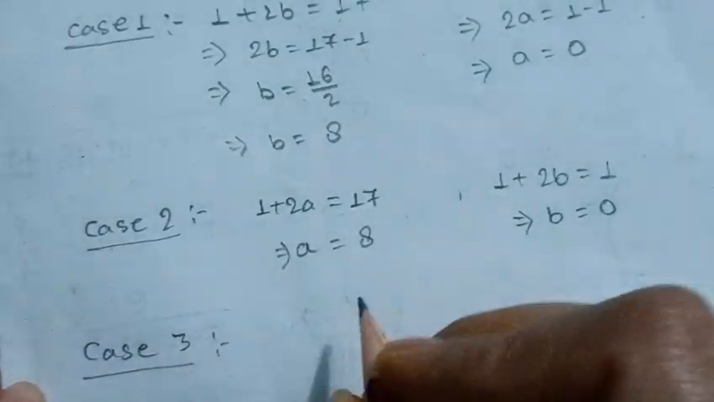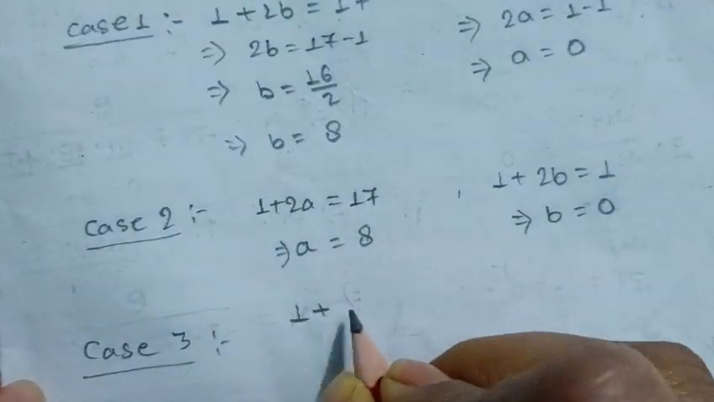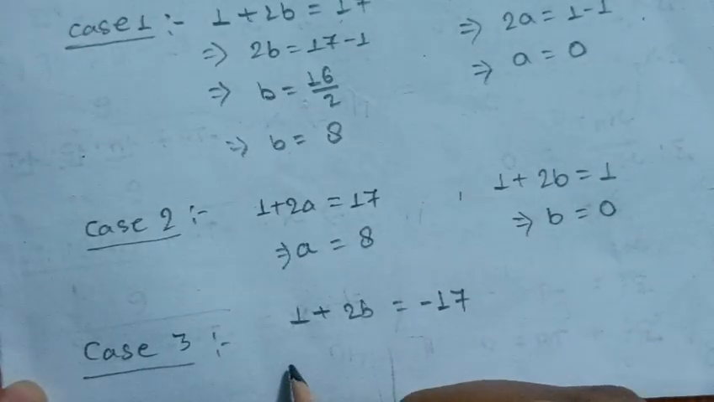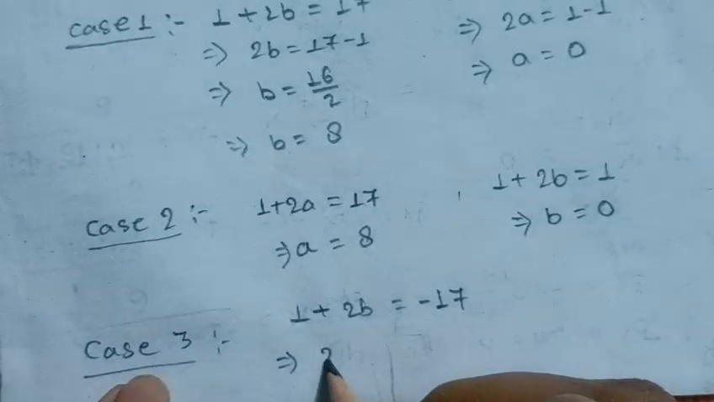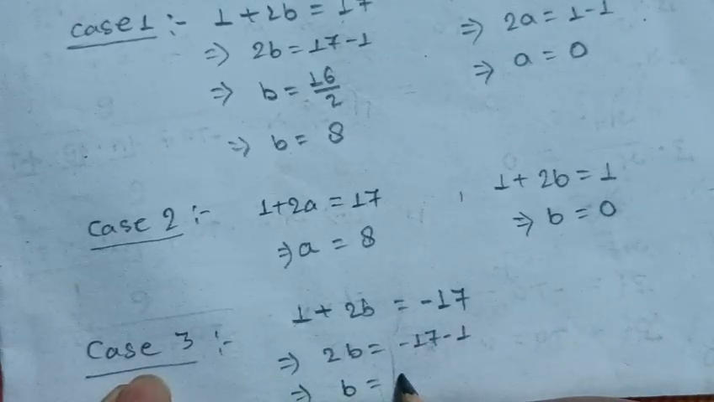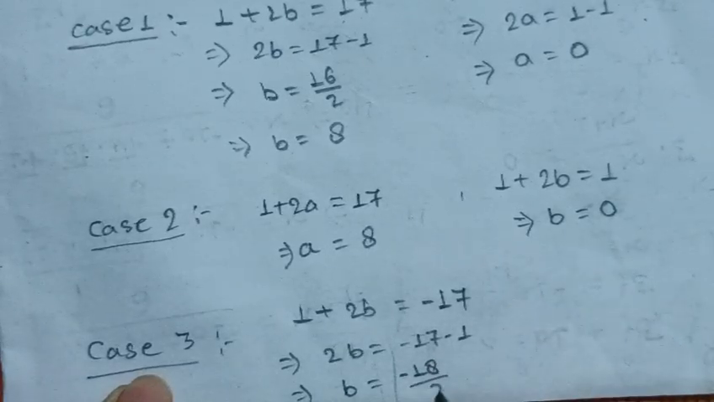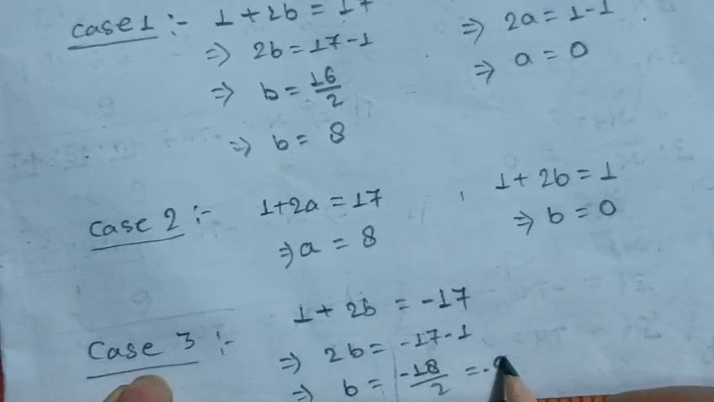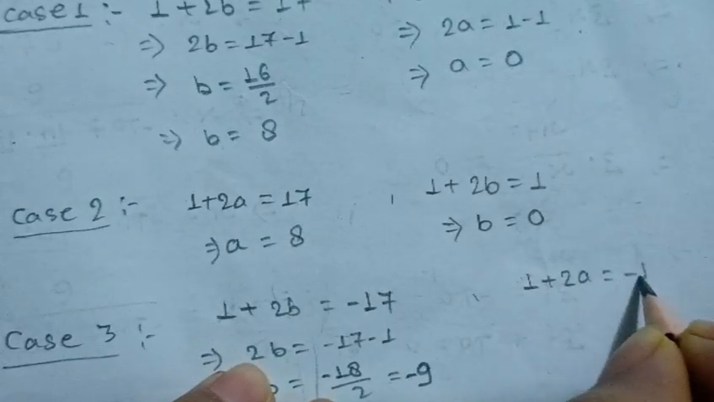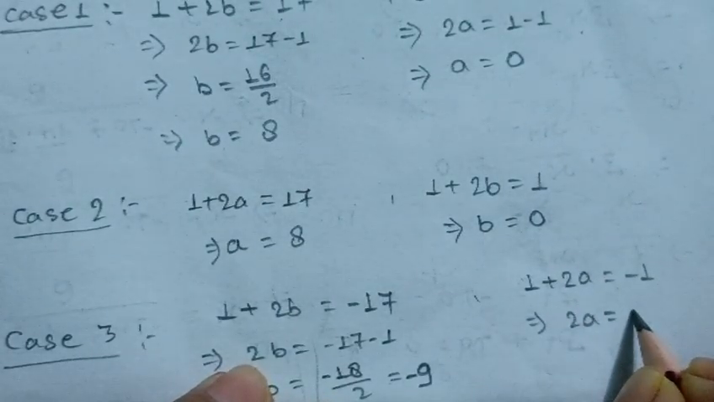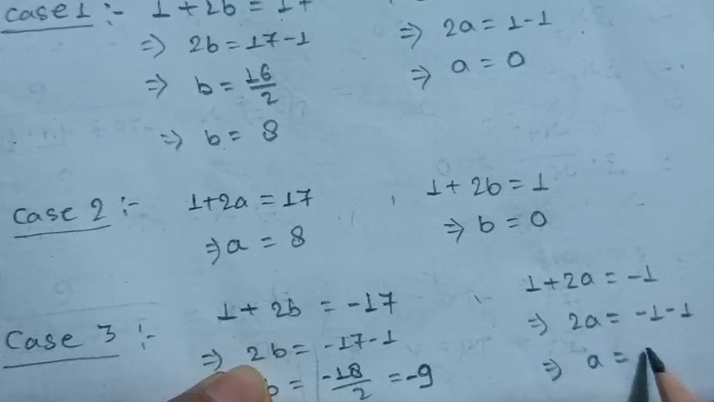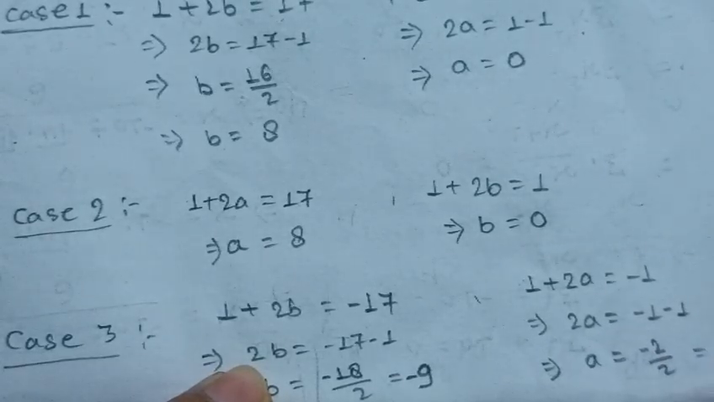Case third. 1 plus 2b is equal to minus 17. 2b is equal to minus 17 minus 1. b is equal to minus 18 by 2, which is minus 9. 1 plus 2a is equal to minus 1. 2a is equal to minus 1 minus 1. a is equal to minus 2 divided by 2, which is minus 1.